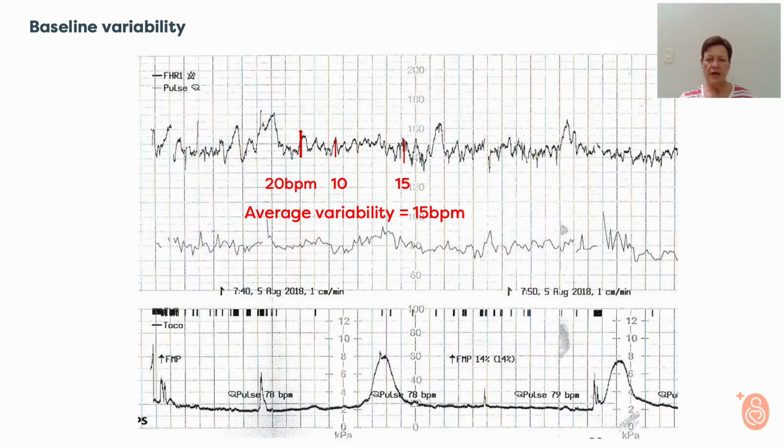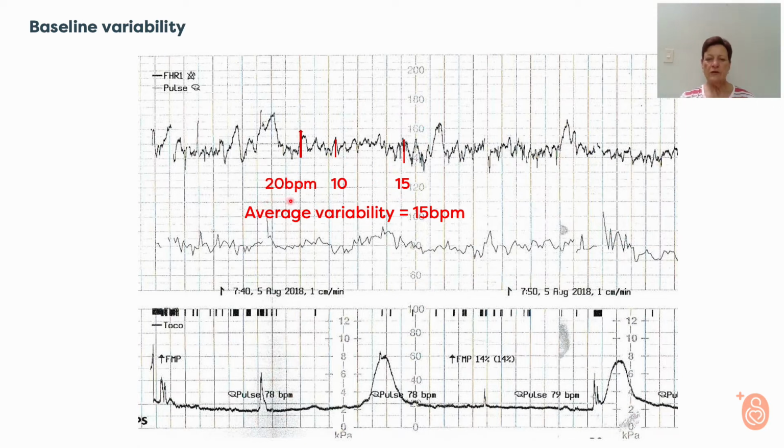Here we see some accelerations, so we need to determine between what and what the fetal heart rate fluctuates. Where my cursor is now is 140 beats per minute, and there we see 160 beats per minute. So here the fetal heart rate fluctuates about 20 beats per minute. Here we have also 140 and then it goes up to about 150, so here it fluctuates 10 beats per minute, and here it fluctuates 15 beats per minute.